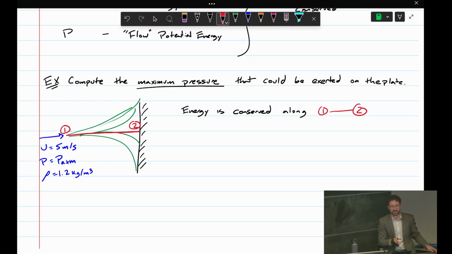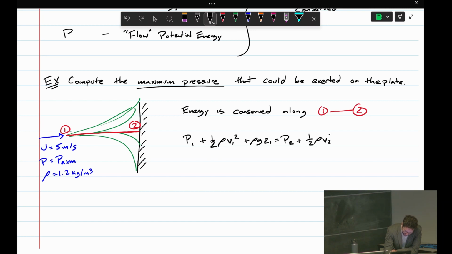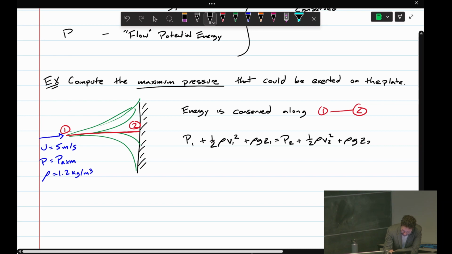So if I tell you that there's a streamline that starts out in the free stream with those properties and goes to the wall and completely stops, now we can actually compute the pressure that's on this plate. So the equation is P1 plus 1/2 rho V1 squared plus rho g Z1 equals P2 plus 1/2 rho V2 squared plus rho g Z2. So that's the general conservation of energy equation.